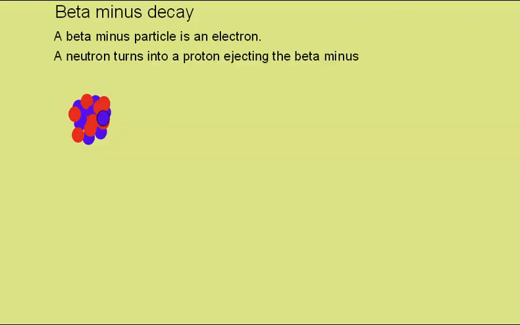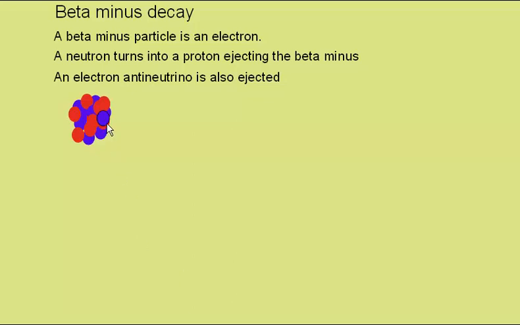Now to look at beta minus decay. A beta minus particle is simply an electron, and it comes about when a neutron turns into a proton, ejecting the beta minus. An electron antineutrino is also ejected, and you'll find out more about this later in the course.